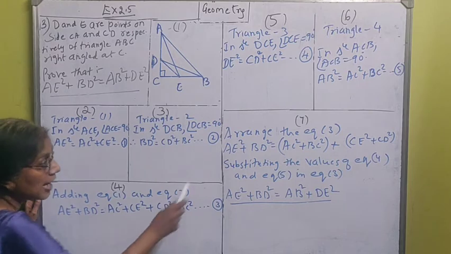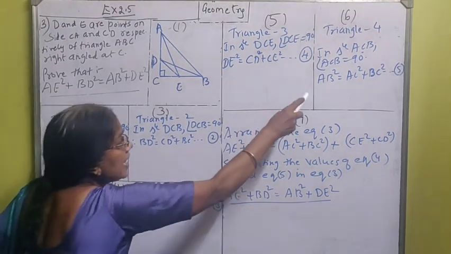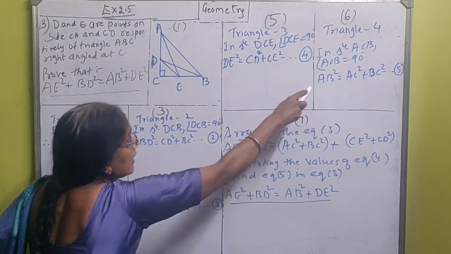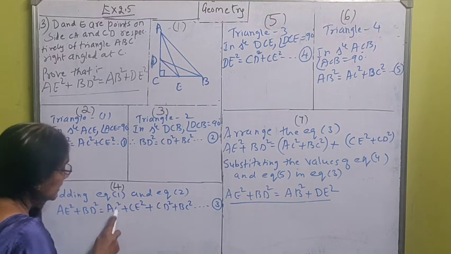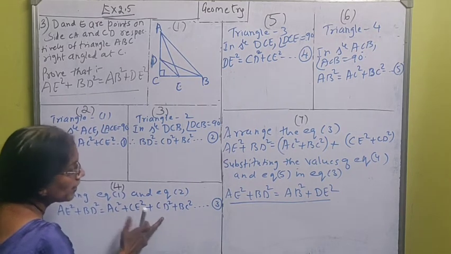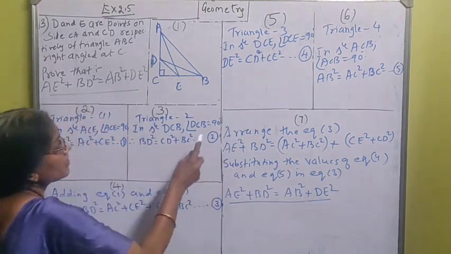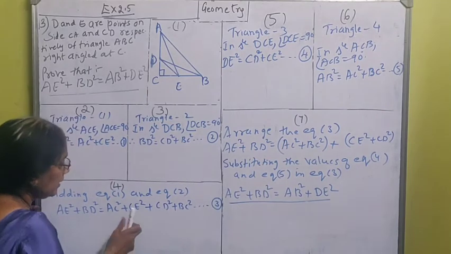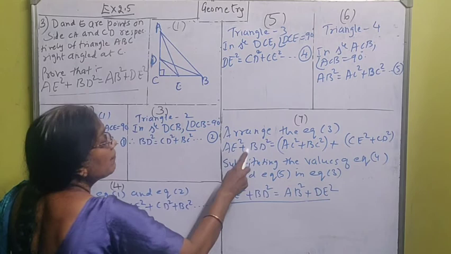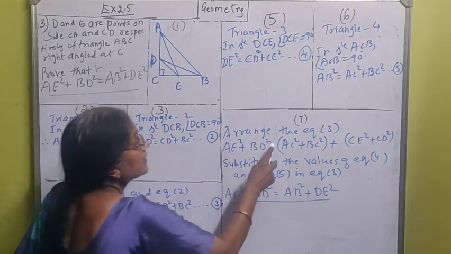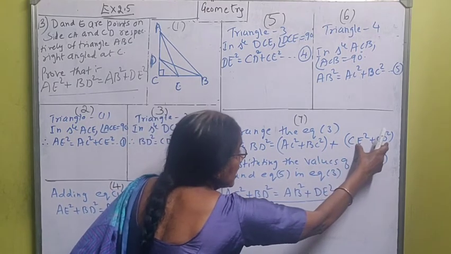Now, the third equation I am going to arrange. How will I arrange it? Because here I got AC square and BC square put together, I get AB square. So here is AC square and here is BC square. I will arrange it such that AC square plus BC square come together. See the fourth equation: CD square and CE square are together. So I have kept CD square and CE square together. So AE square plus BD square is equal to AC square plus BC square arranged together, plus CE square plus CD square arranged together.